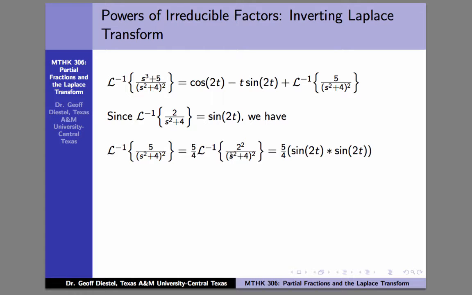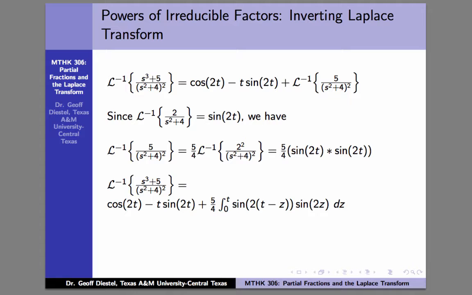And we have the 2 squared over the s squared plus 4 squared. Remember, the 4 is just the 2 squared. So that's why I set it up this way. So the 5/4 is just a constant. We're using sine of 2t. So inside here is the Laplace transform of the sine of 2t times the Laplace transform of the sine of 2t. So inverting it, we get the sine of 2t convolution sine of 2t. The 5/4 just comes out as a constant.